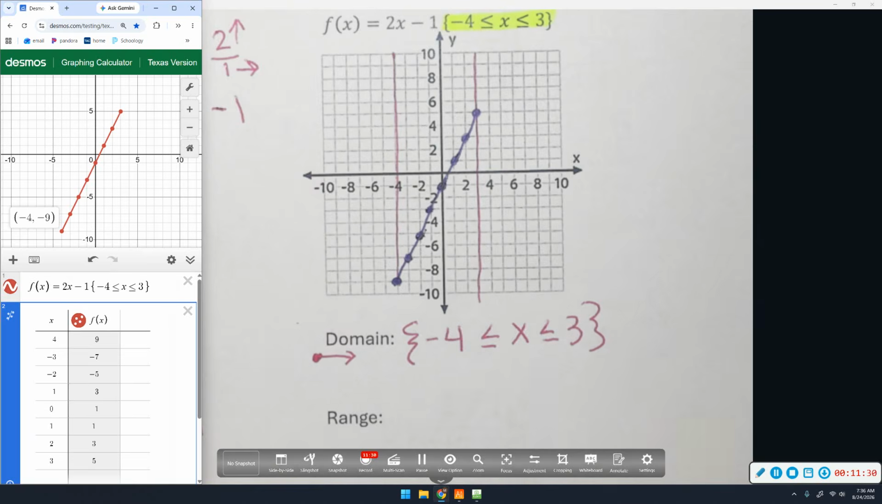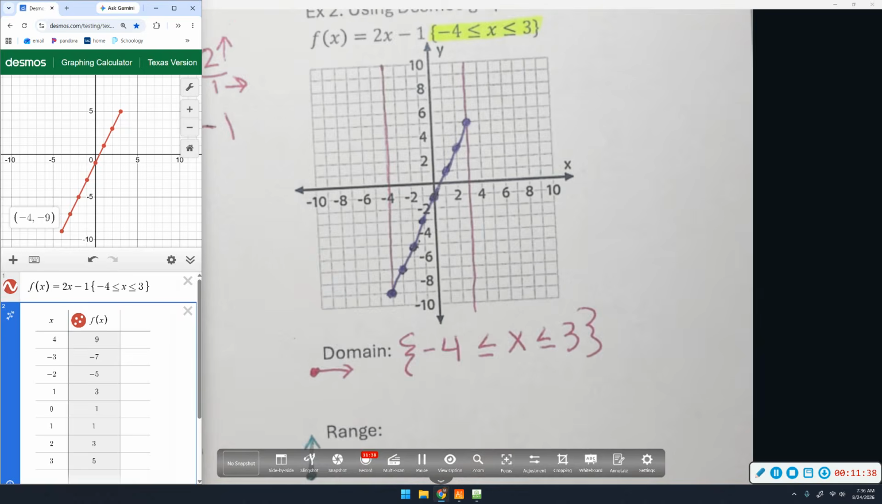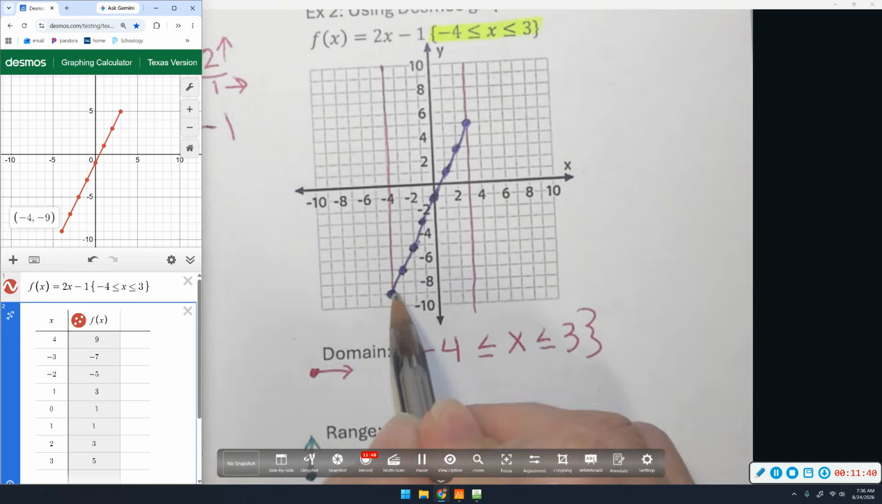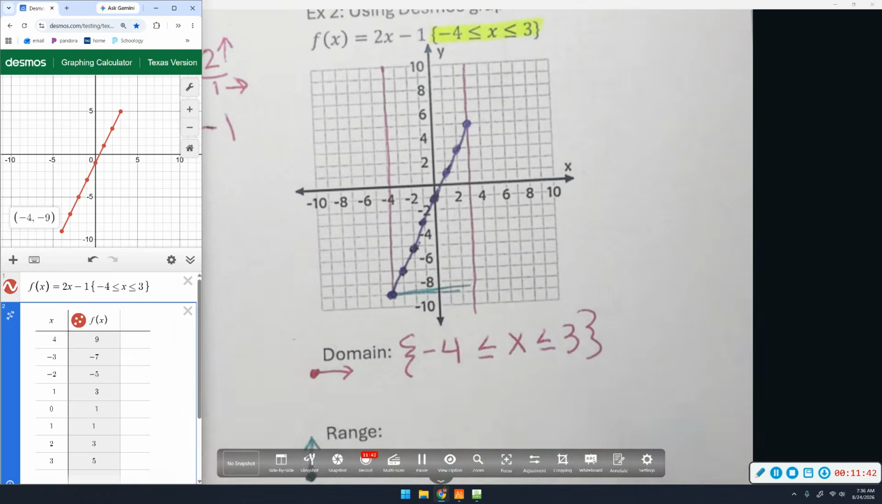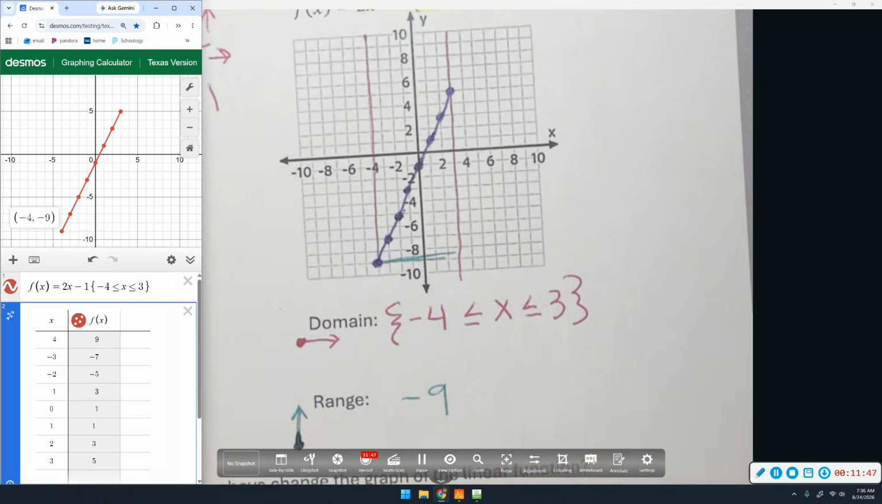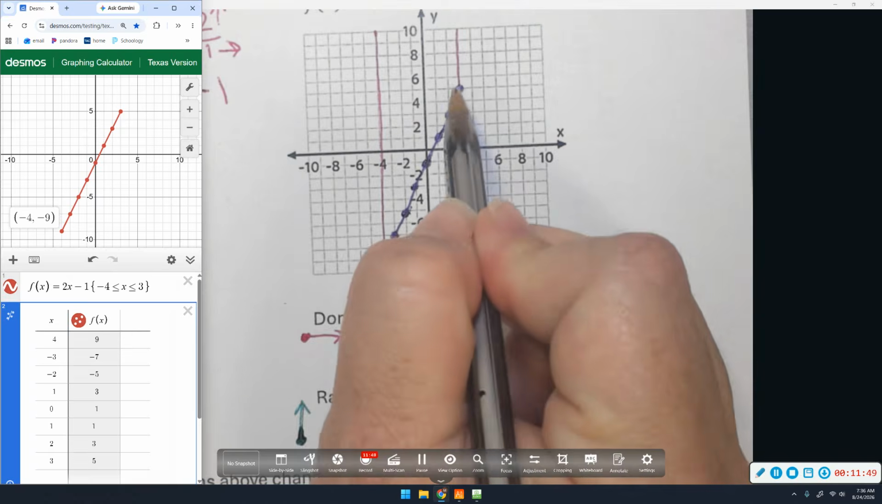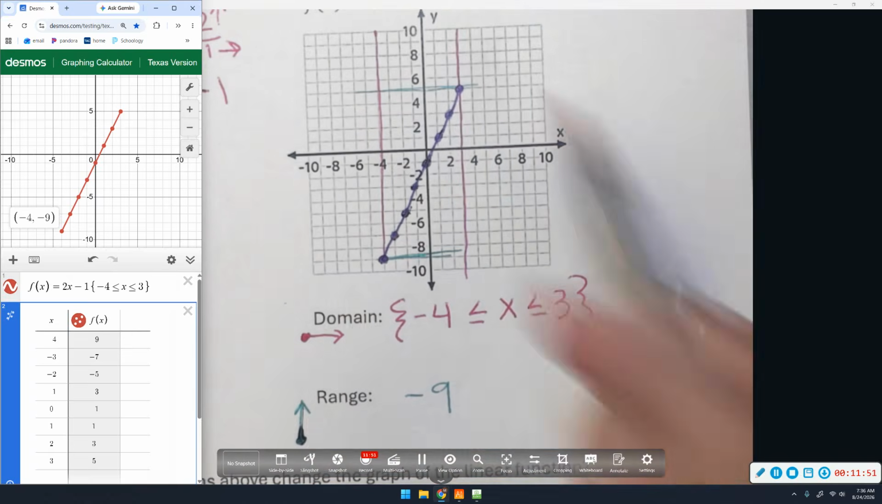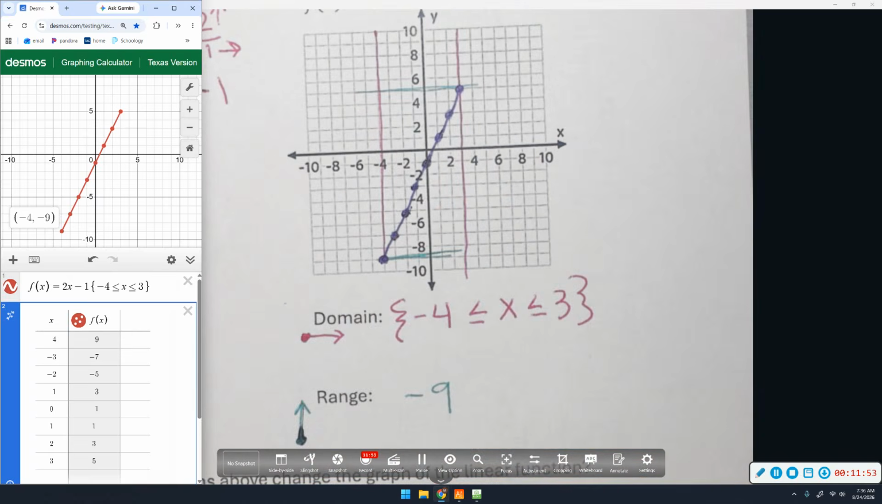Okay, so our range, what's the lowest this graph went? Because we remember we do lowest to highest. What's the lowest this graph went? -9. So I'm going to put -9. And what's the highest it went? 5. So I'm going to leave, you see I left all that space in between, yes?